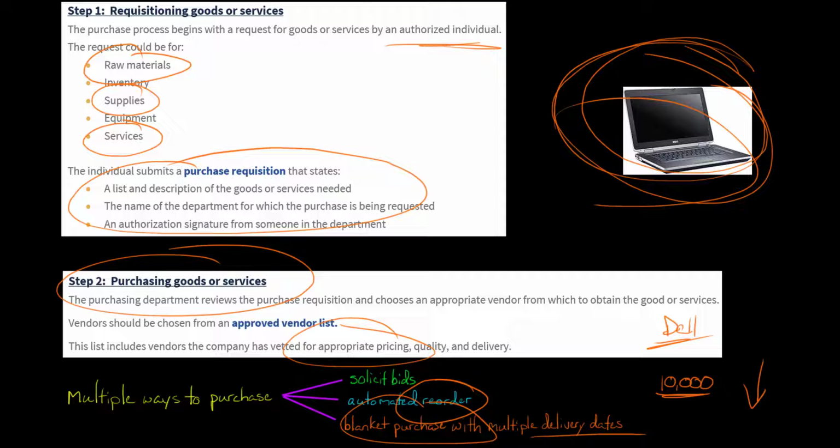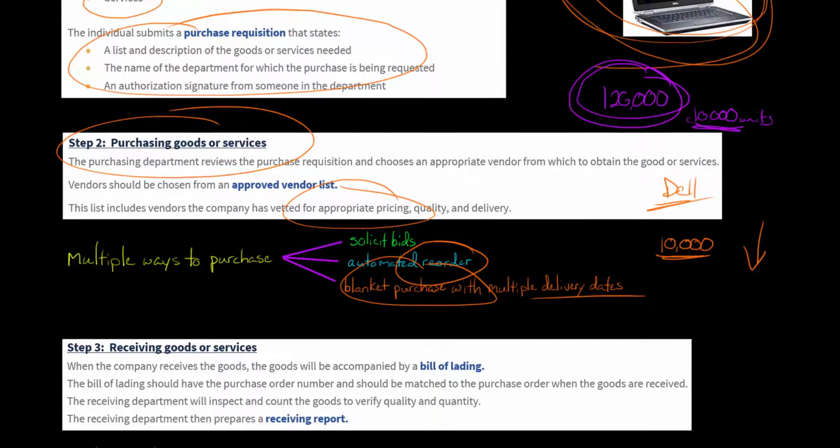So for example, you could say, all right, we want to buy 120,000 units from this vendor, but we want it spread over 12 months. So every month, we're going to receive delivery of 10,000 units. We're buying 120,000 units, but we don't want them all to arrive at once. So every month for 12 months, we're going to receive 10,000 units. The order was for 120,000 units, but you're taking delivery on a periodic basis. So again, there are multiple ways to purchase goods and services.